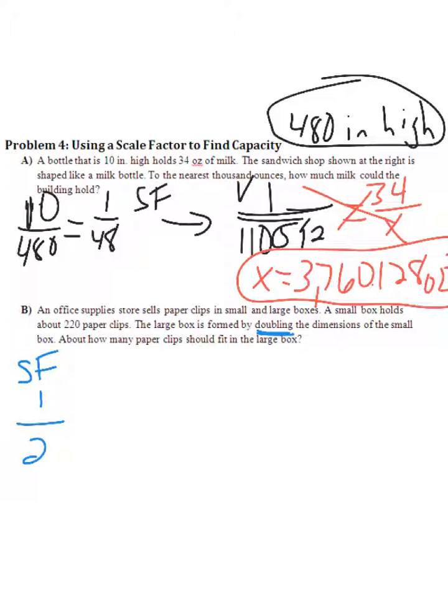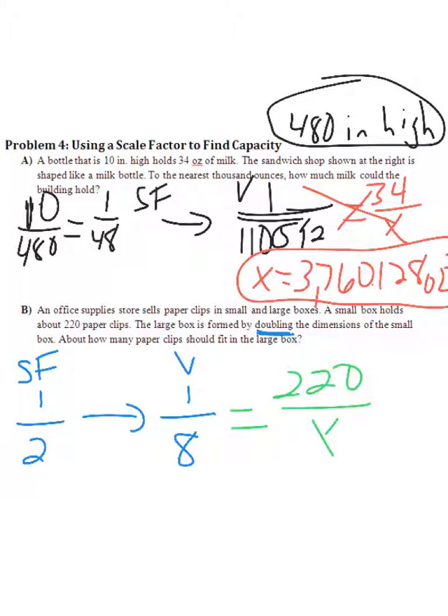Now, again, we're talking volume because we want to know how much it holds inside. So to get to our volume, we cube everything. 1 cubed is still 1. 2 cubed is going to be 8. So our volume ratio is going to be 1/8. Now the small box holds 220, so I put 220 over x. Cross multiply, and x is going to be what I get when I take 220 times 8, which is going to be 1,760 paper clips.